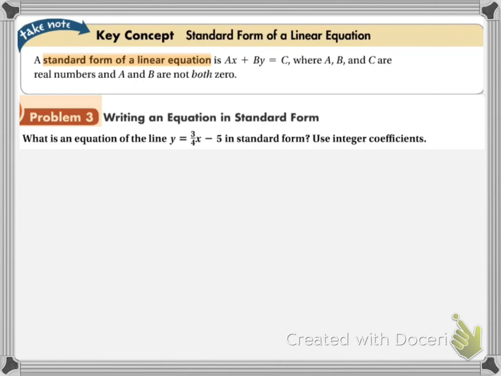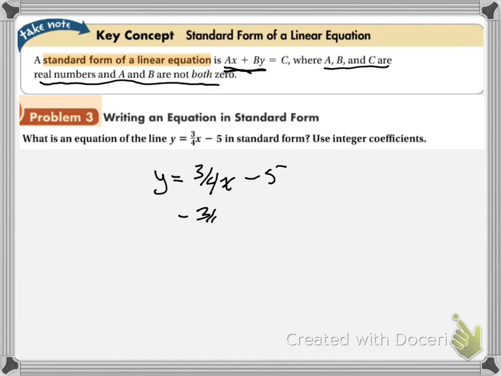So now we've talked about slope-intercept form, we've talked about point-slope form, now we're going to talk about standard form. Notice here, what's different? Well, x and y are on the same side of the equation now. Also, A, B, and C are real numbers, and A and B are not both 0. So again, we want this fraction gone too. So when I'm looking at this, what I need to do is get the x and y on the same side. So I need to subtract 3/4 x from both sides. So I get negative 3/4 x plus y equals negative 5.